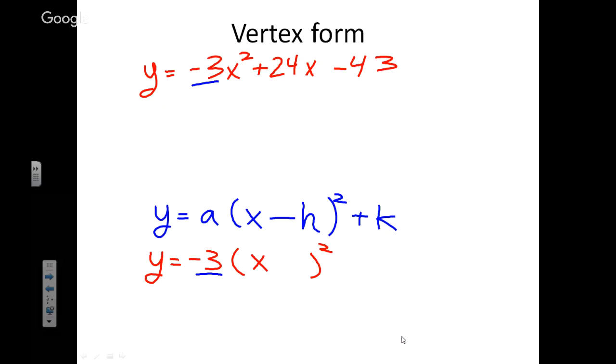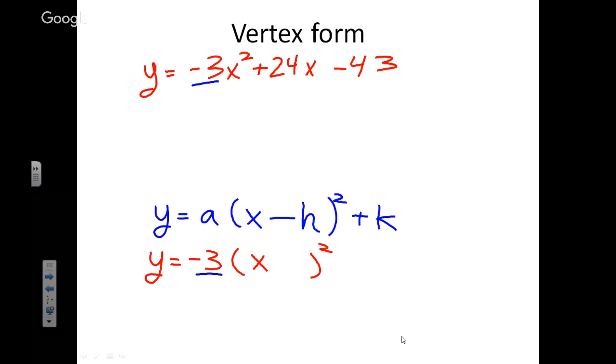90% of the time, the first thing you should do is find the vertex. Vertex, vertex, vertex. If you're looking for the vertex form, I would hope that you'd find the vertex. Some of my best friends are vertexes. Is that a question? That's a stretch.